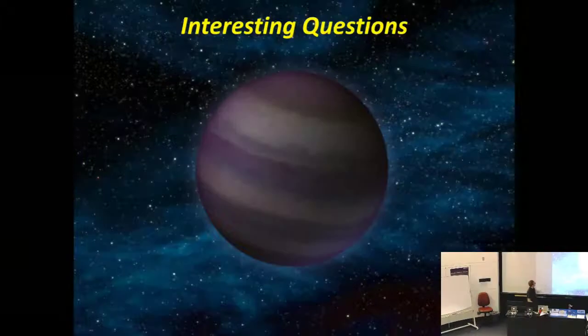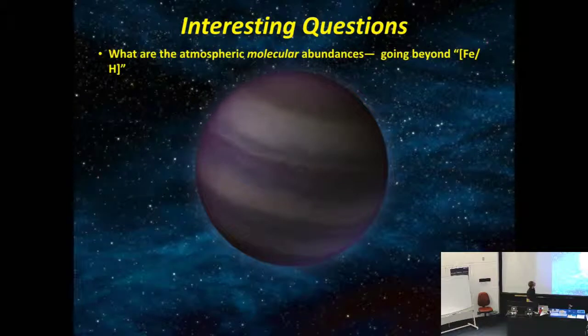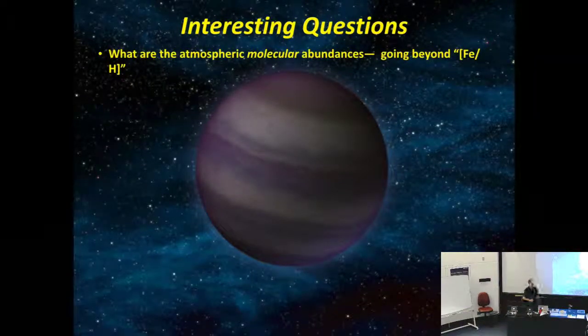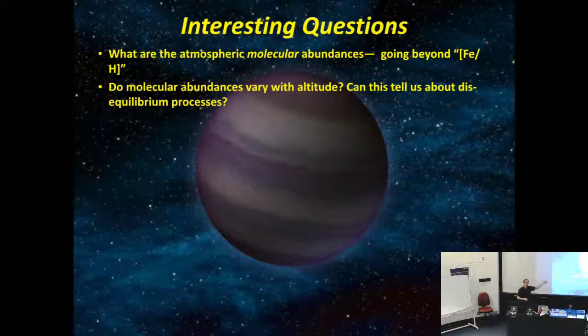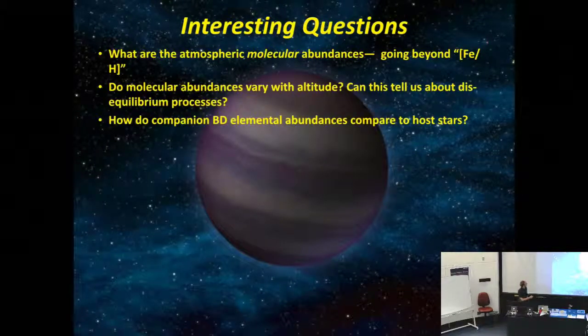in brown dwarf atmospheres. So what are some of the interesting questions that I'm after when it comes to brown dwarfs? So what are their atmospheric molecular abundances? It's a basic question. What are they made out of? I mean, yeah, hydrogen and helium, but what are the relative ratios of methane, water, CO, TiO, things like that, going beyond just metallicity? Do these molecular abundances vary with altitude? What can this tell us about non-equilibrium chemistry processes? If we have binary systems, how do those elemental abundances of the two objects compare to each other? What can that tell us about how they formed?